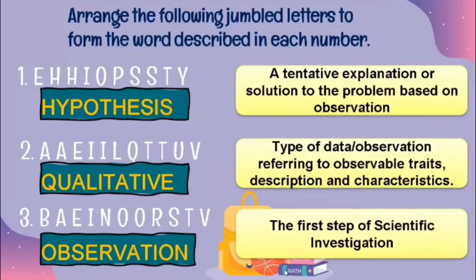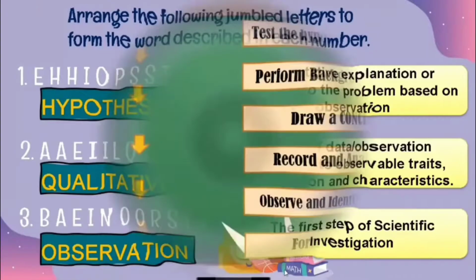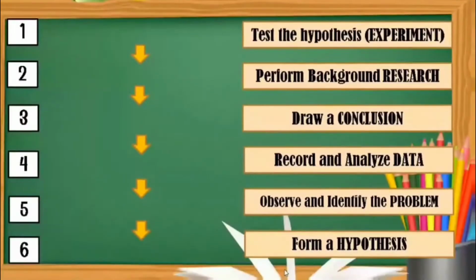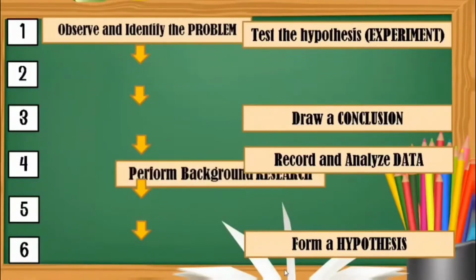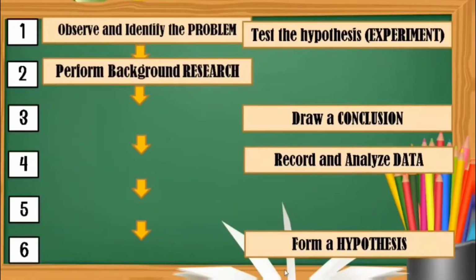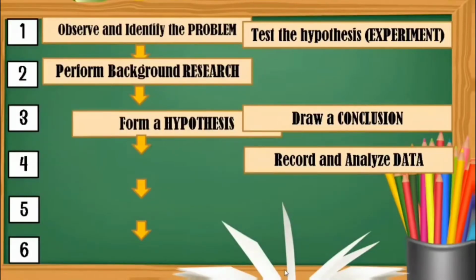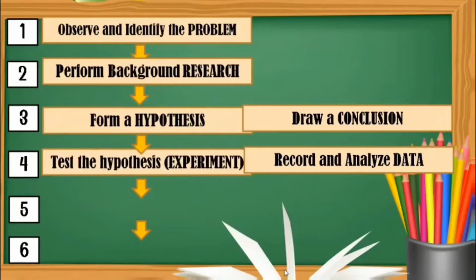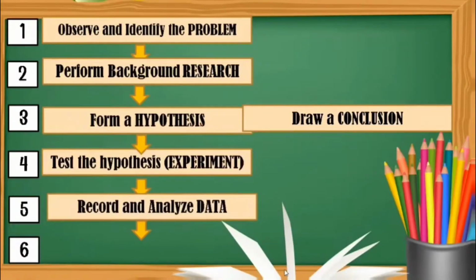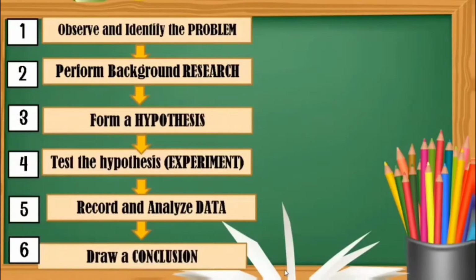And for the second part, the first step of the scientific method is observe and identify the problem. Next will be perform background research. Number 3, form a hypothesis. Number 4, test your hypothesis or conduct an experiment. Number 5, record and analyze your data. And number 6, draw a conclusion.